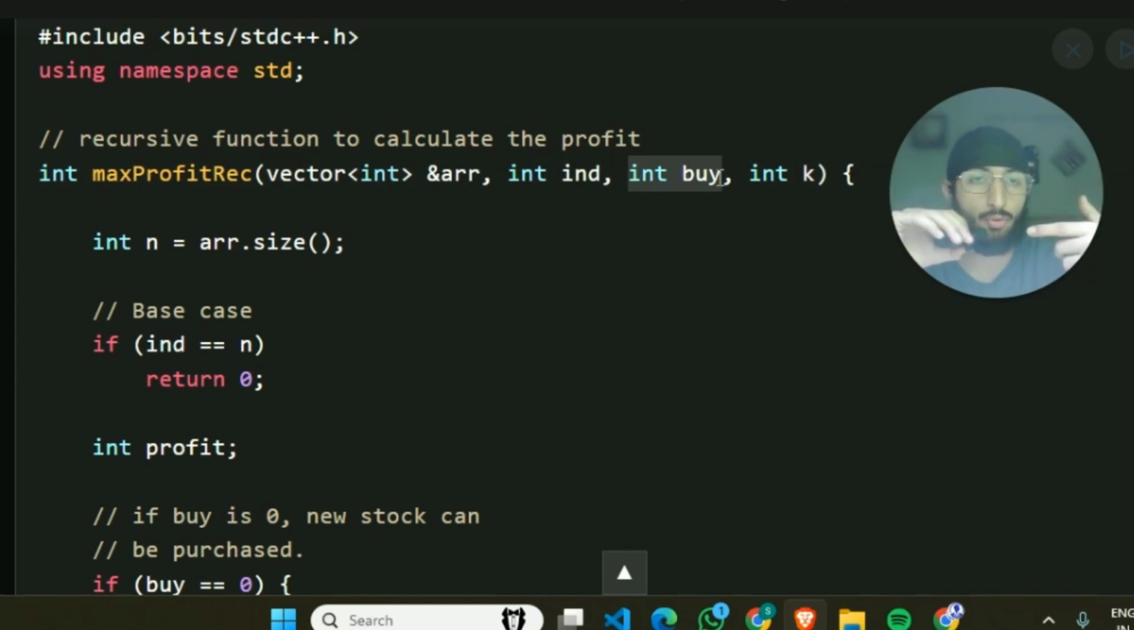the buying capability. If buy is 0, we are able to buy. If buy is 1, we are able to sell. And k, which is, sorry, not the number of transactions. This is the transaction fee for each stock that we sell. n is equal to array.size. The base case is if index is equal to n, we return 0.